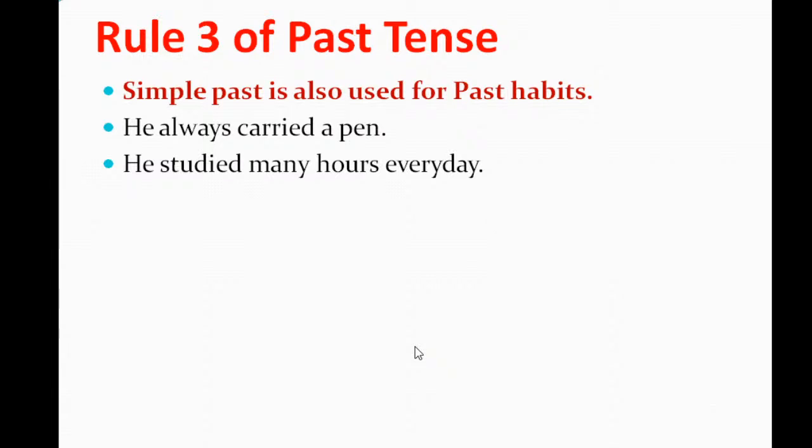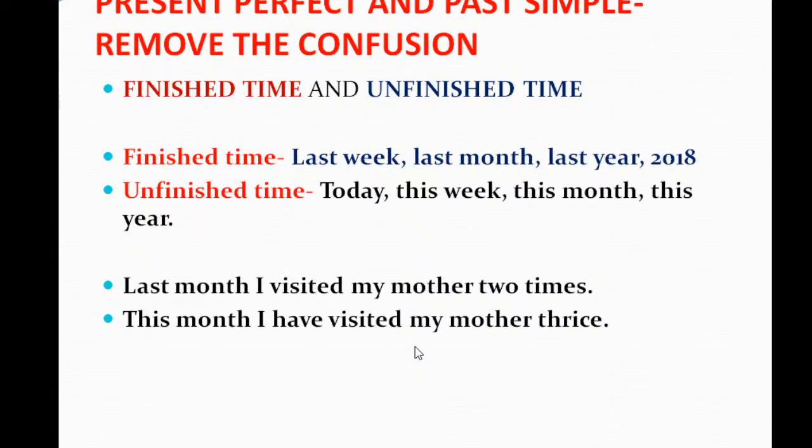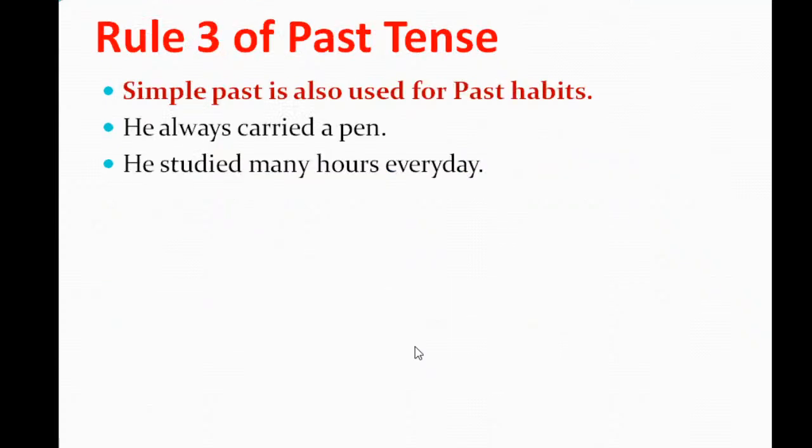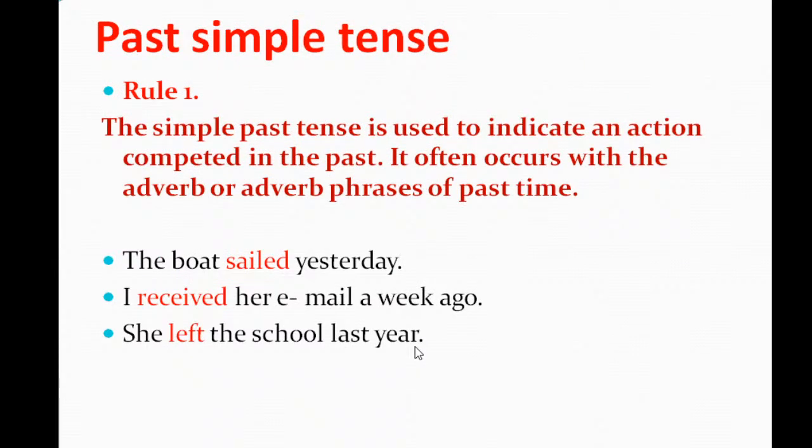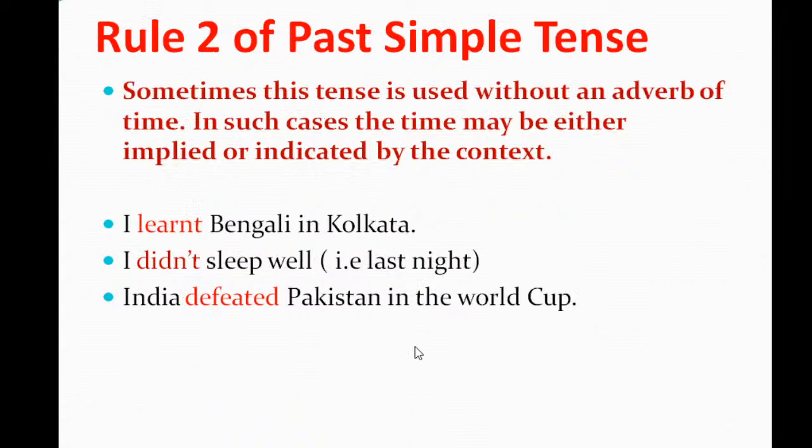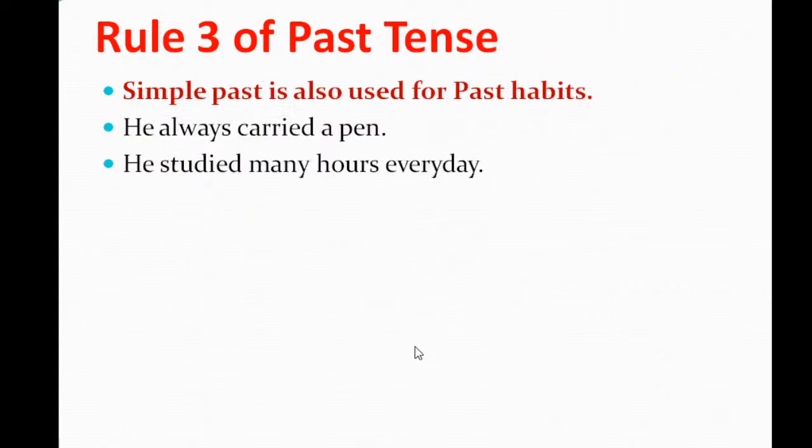So remember, habits can be denoted in present simple tense when we are talking about a habit that is going on, and when we are talking about a past habit that is not there anymore, then we use past simple tense. So these are the three very simple rules of past simple tense. One, the time is mentioned with the past form of the verb. Second, the past form of the verb is there, but time is not given because it is understood or obvious. And number three, when we are referring to past habits.